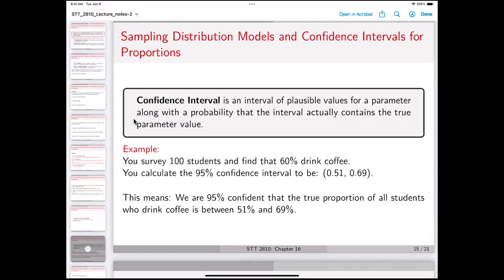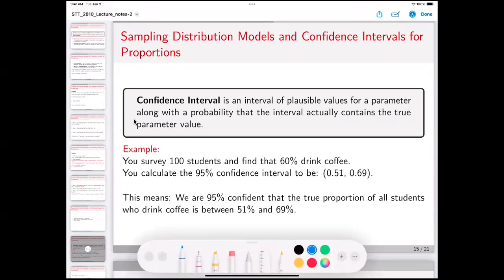So what the confidence interval means is that, remember, we use a sample because sometimes it is very difficult to get the population, or sometimes it's very expensive to even use the population. And so we use the sample. So let's look at a quick example.